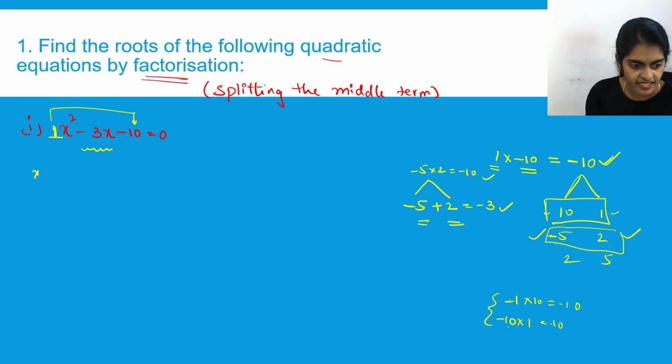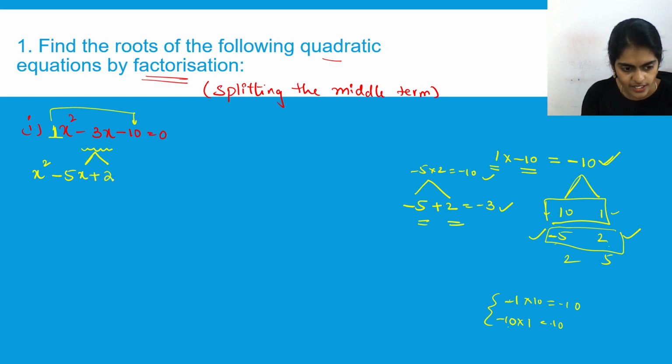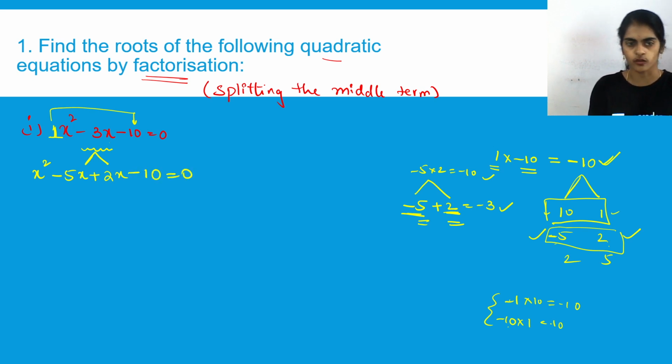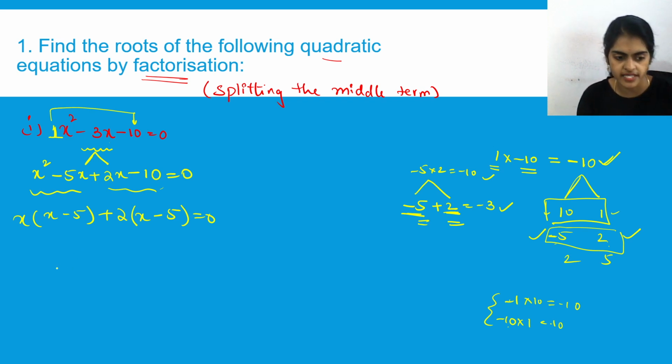Clear? So see here, x square you will write as it is. This minus 3x you will split into two parts. First part is minus 5x. Second part is plus 2x. And minus 10 you will write as it is, that is equal to 0. Now from these two, x is common. So I can take x minus 5, and from these two, 2 is common. So I can write x minus, from 10, if I am taking 2 common, 5 is left over because 5 2s are 10.